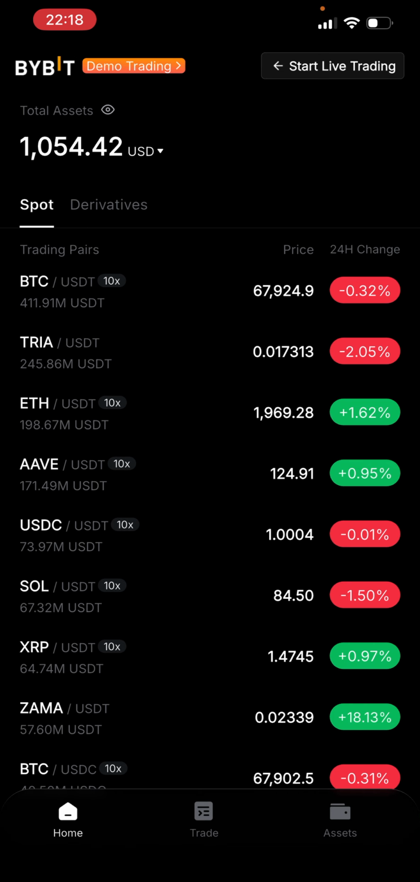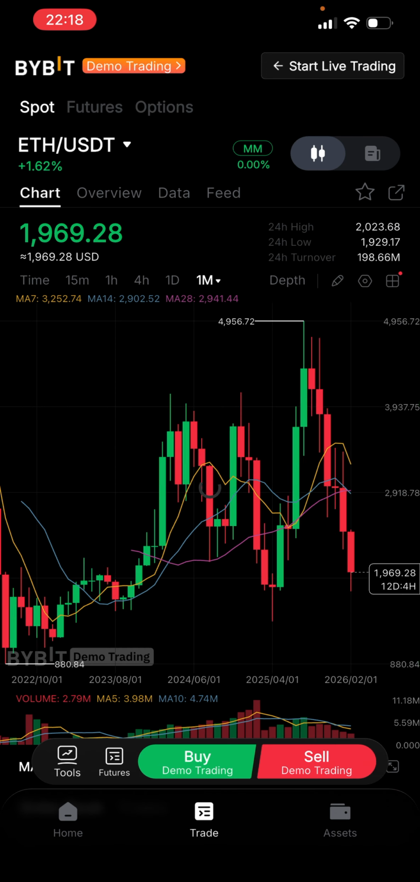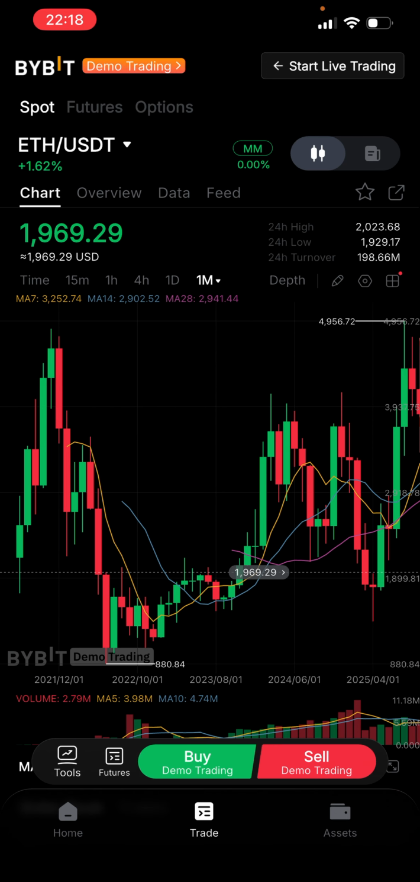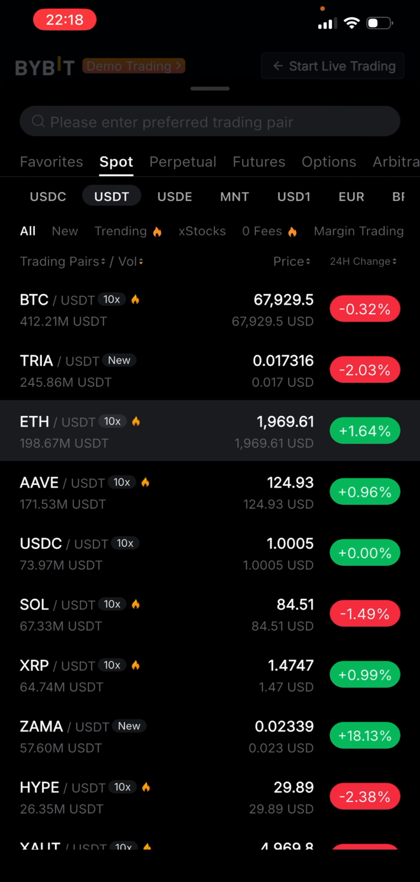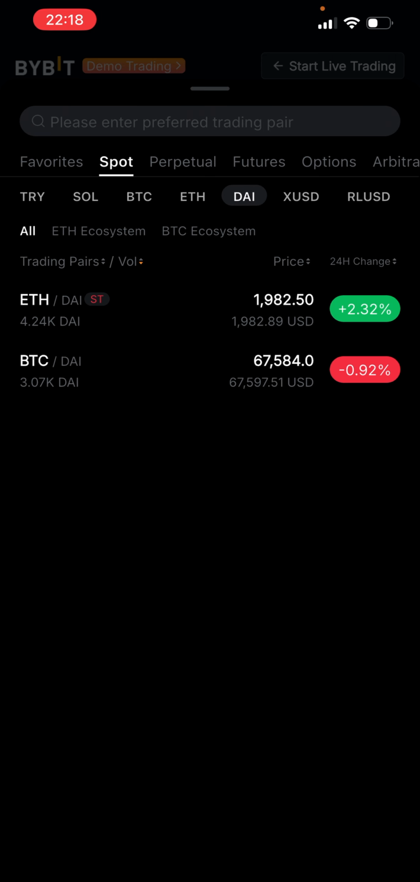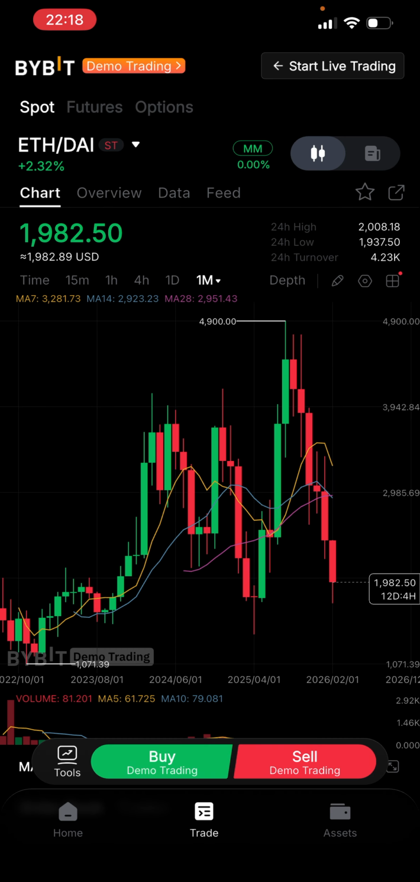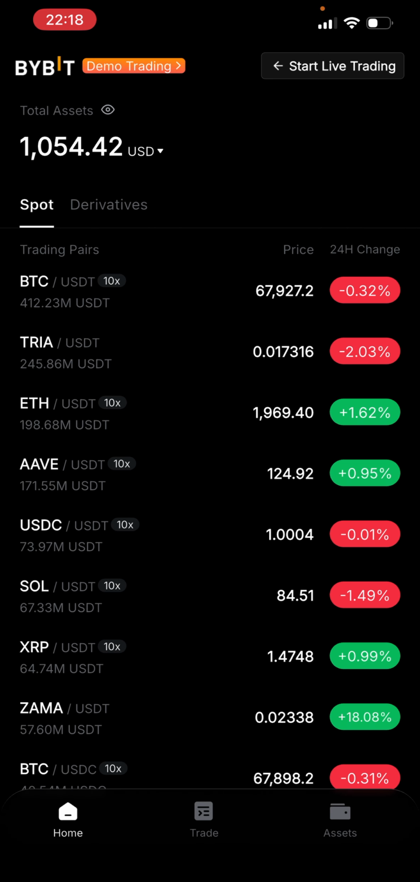When the spot is more, when you come here and look at spot and see that Ethereum here is more, you can see right now it's at 1969. So if it is more compared to DAI on this point, you buy Ethereum, then sell it to the spot. That is the best way.